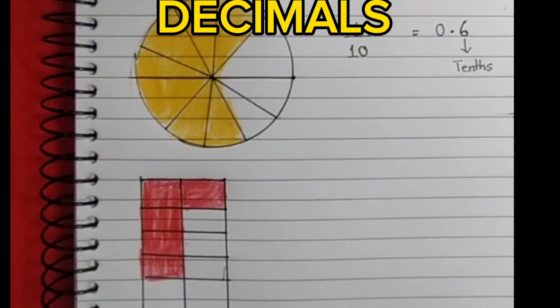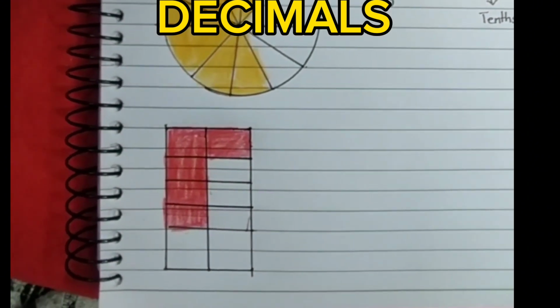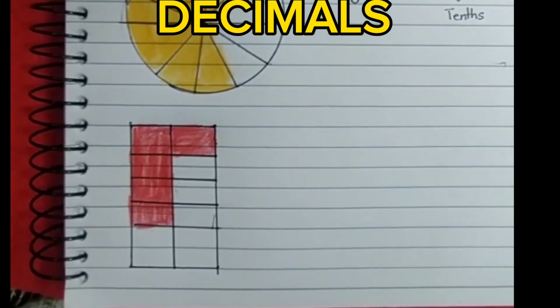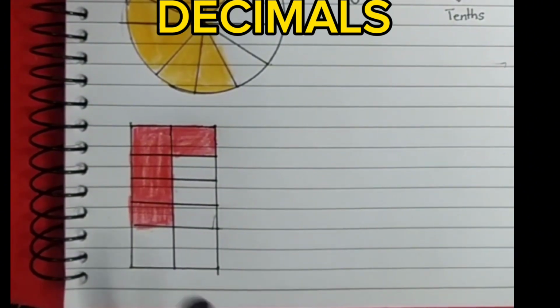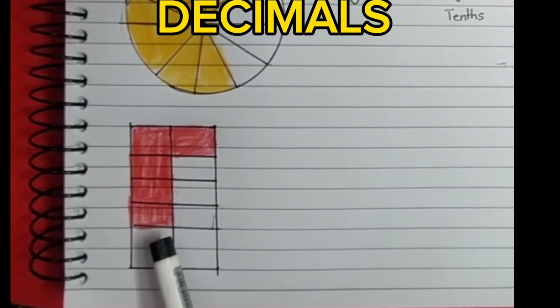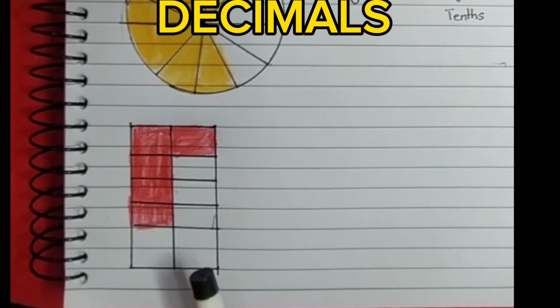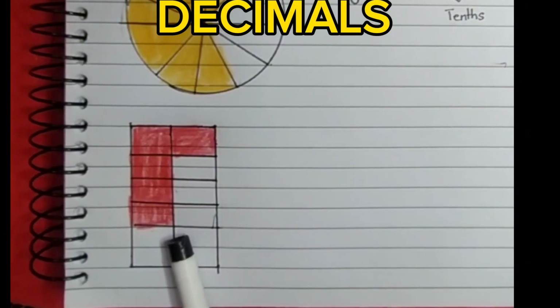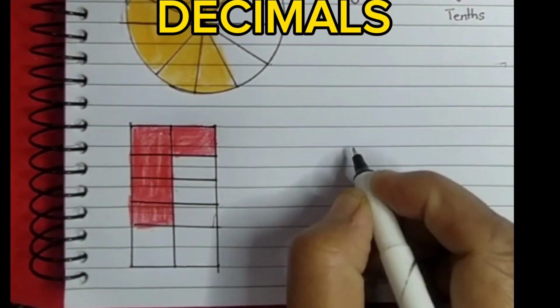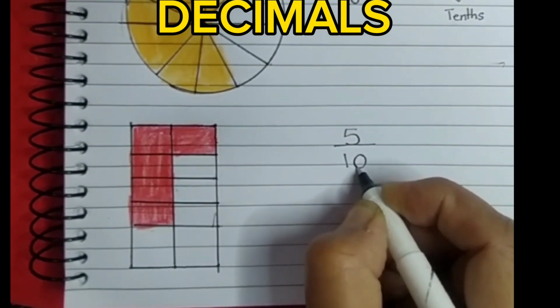Let's move on to another figure, and let me bring this a little closer. Now you can see another figure drawn. How many parts are there in the figure? There are 10 parts. And how many parts have I shaded? 1, 2, 3, 4, 5. 5 parts out of 10 parts are shaded. Total parts were 10, and 5 parts were shaded. So how do we write this as a fraction? 5 upon 10.